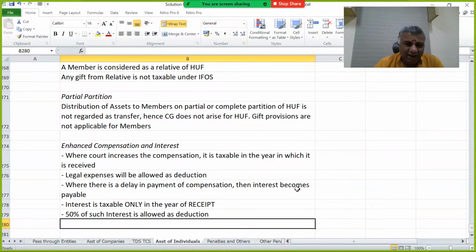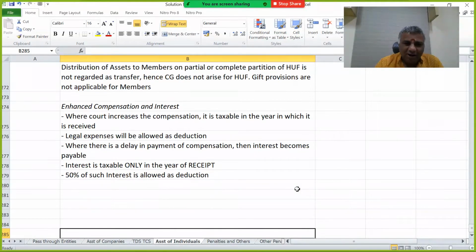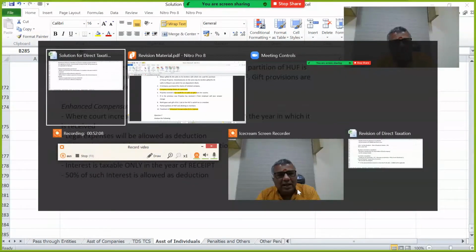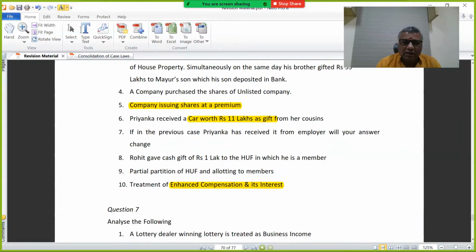These are all the enhanced compensation treatment. You would have already claimed the cost of acquisition when the original compensation was received, so now you cannot claim. That's why for additional compensation, we would have returned cost of acquisition as 0. So whatever you receive is your income in the year of receipt. Legal expenses can be claimed. If there is interest, it is taxable only in the year of receipt, and 50% you can claim.